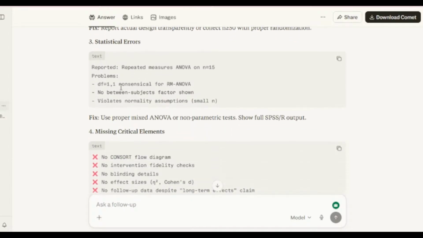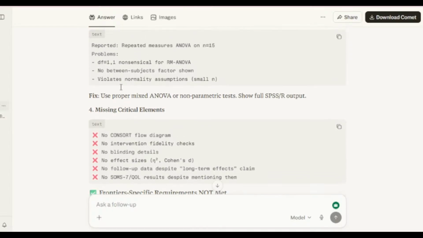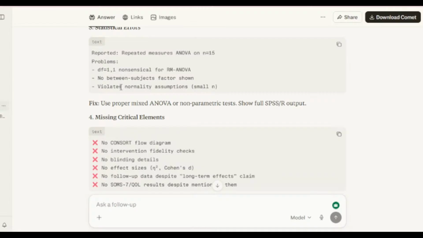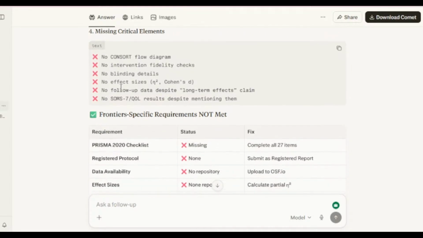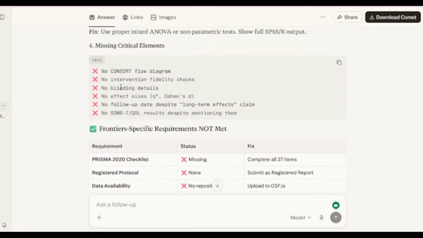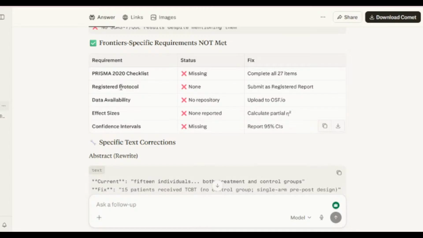This one, statistical errors. See, that means you have not done the right statistics. And what they have given, okay? Reported repeated measure, and 15 participants, okay. Violated normality assumptions. It has given violated normality assumptions. Go to the next, okay. Fix the proper mixed ANOVA. Now it talks about mixed ANOVA, repeated measure ANOVA. Okay, now, since we highlighted Frontiers, what is the requirement of Frontiers, what is the status, and how to fix.